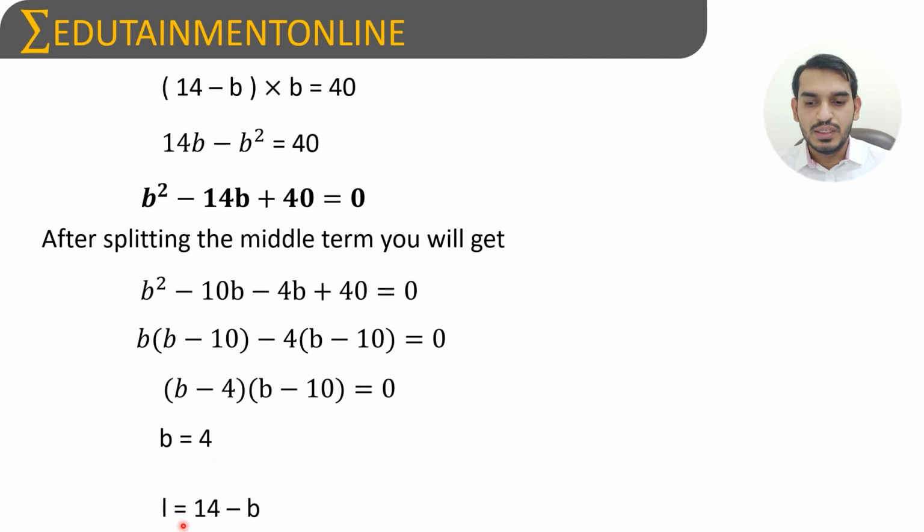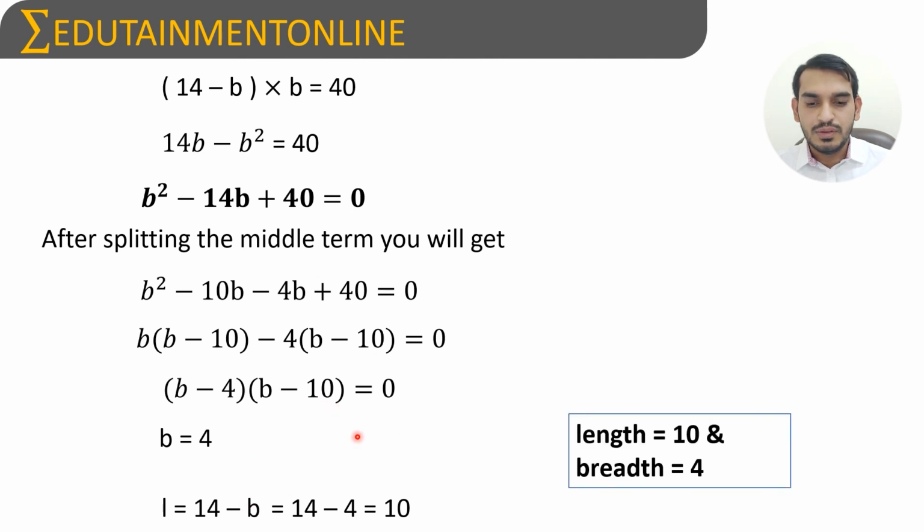If we take B is equal to 4, since B minus 4 is equal to 0, then length is equal to 14 minus B according to the first equation. Substituting the value of B is equal to 4 here, L is equal to 14 minus 4, which is equal to 10. Suppose we take B minus 10 is equal to 0, then B will be 10 and L will be 4. We will consider the first part, B minus 4 is equal to 0, because length is greater than the breadth in a rectangle. So length will be 10 and breadth is equal to 4.